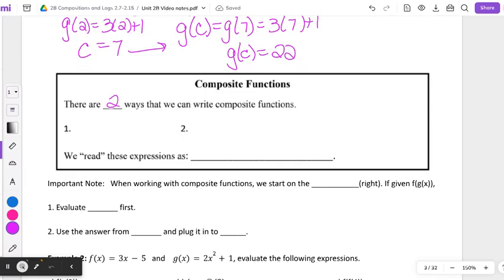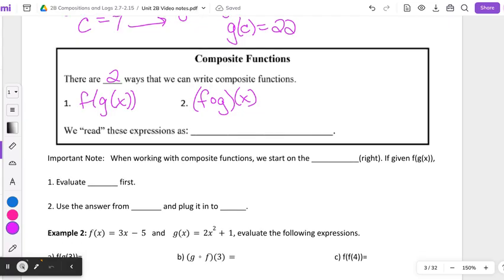Now, when you deal with composite functions, there are 2 different ways we can write them. We can see f, parentheses g, parentheses x, and then close them both. Or we can see f with the composite symbol, it's like a little circle, of g, and then parentheses with an x. We read both of these as f of g of x. Notice I never said multiplication at all. I didn't say times. I said f of g of x.